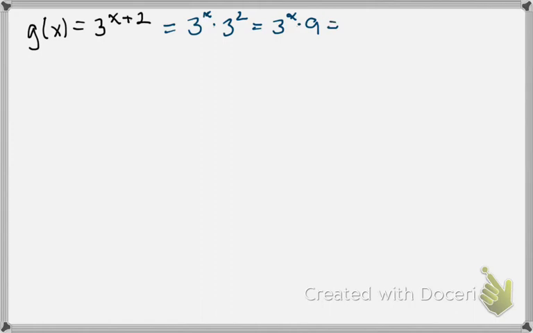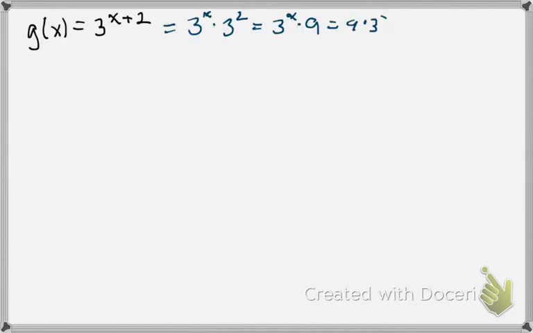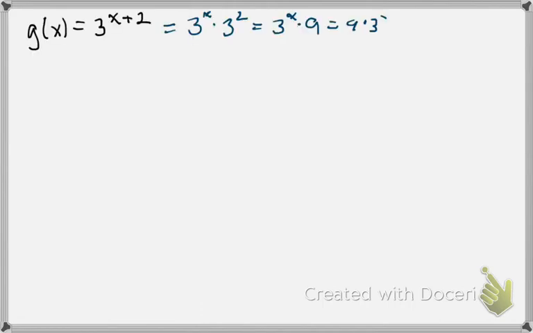And if we want, we could rewrite it with the 9 out front to make it look more like our rules. 9 times 3 to the x. Now 9 is not being raised to the x, which is a very important point to make here, because only the 3 to the x is going to be involved in the derivative.